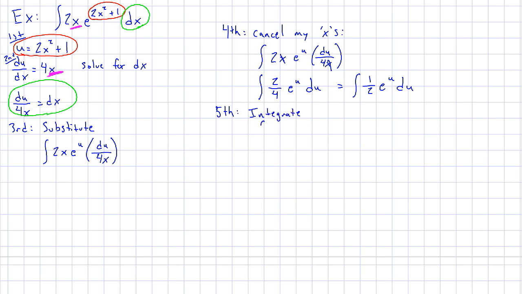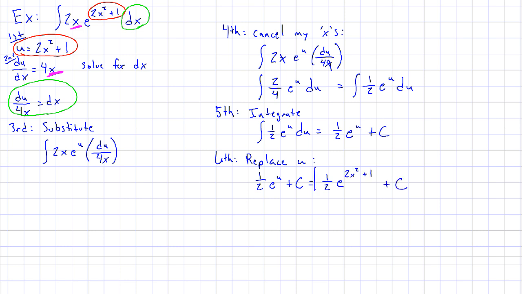So I am taking the integral of 1/2 e to the u du, which will just be 1/2 e to the u plus c. And then the sixth step is to replace u. So I have 1/2 e to the u plus c becomes 1/2 e to the 2x squared plus 1 plus c. So just being aware that the problems, coefficients in particular, can be very flexible.